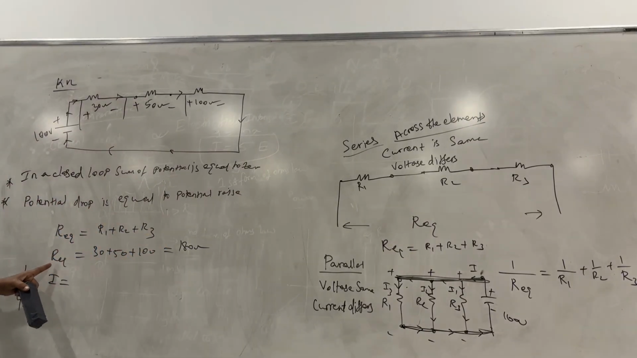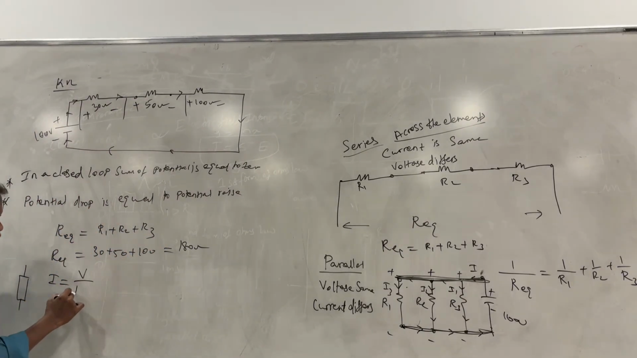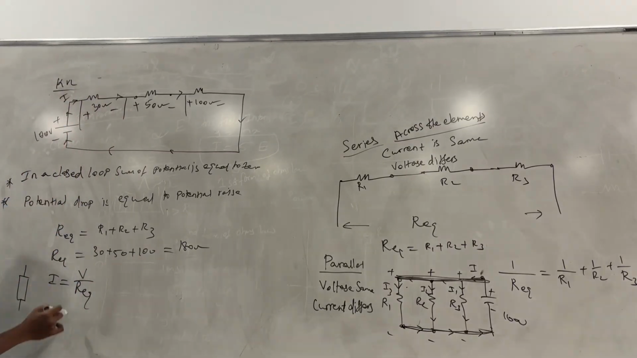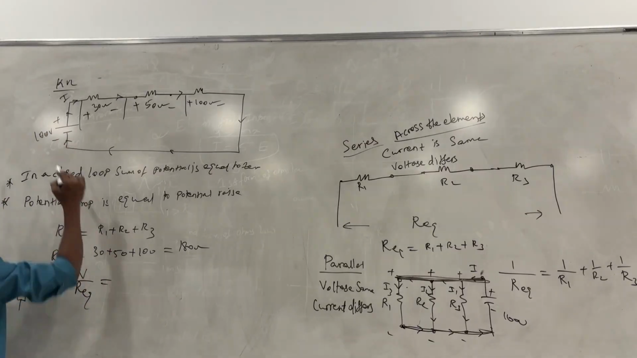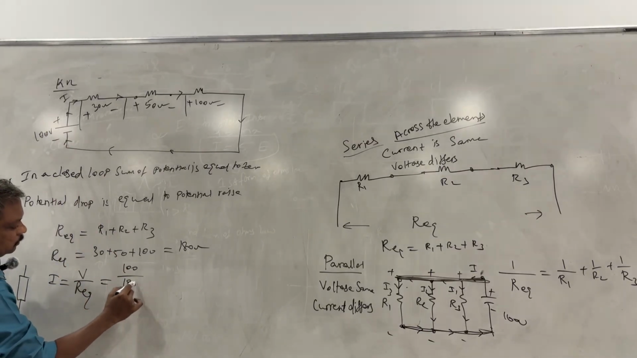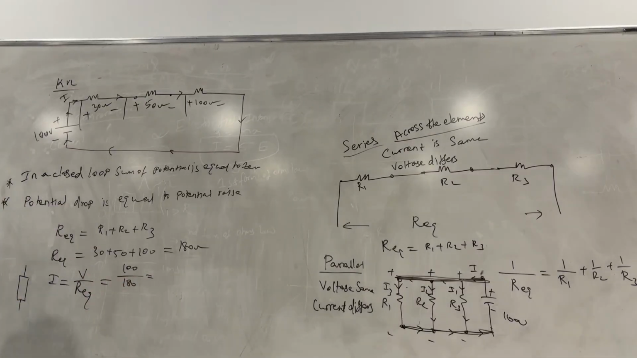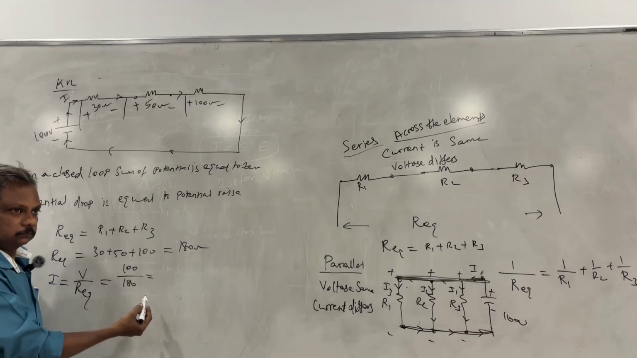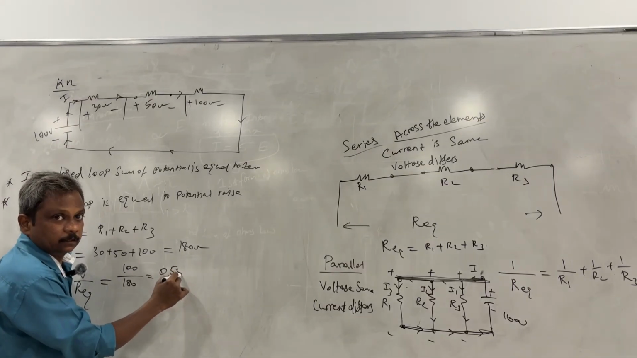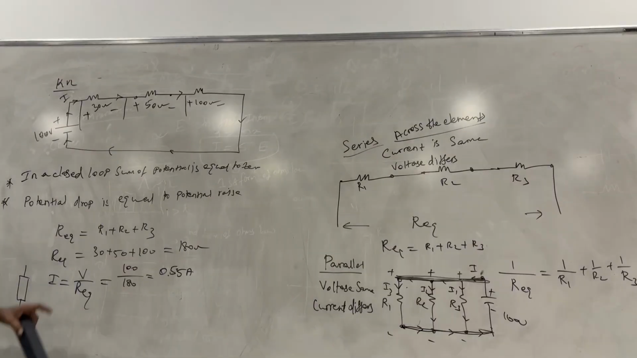Now you consolidate. I equals V by R equivalent. Total current, because only one current, that is IA. I equals V by R equivalent. V is 100 volt. 100 divided by 180. You tell the answer in the calculator. 100 by 180, how much? 0.55. 0.55 ampere. This is the current.